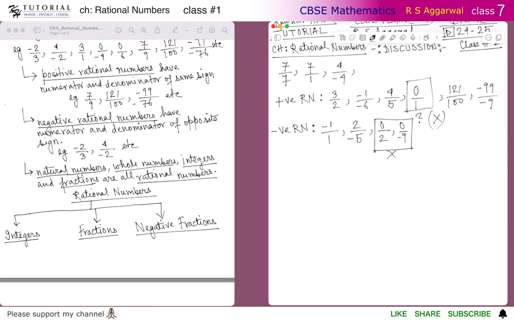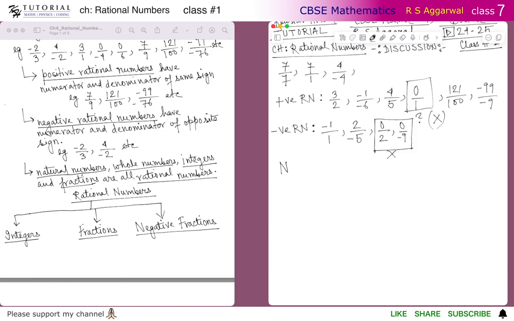Now you can understand that a rational number is of the form p by q. Now we have to understand the fact that the collection of all natural numbers is denoted by the capital letter N.